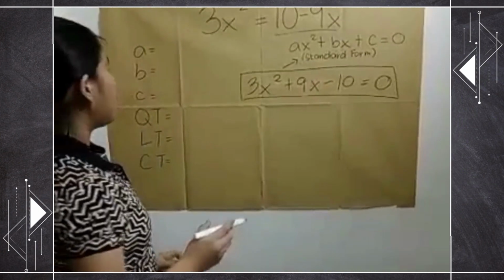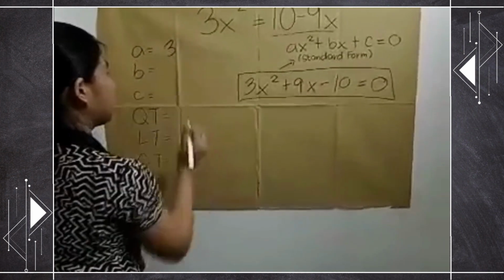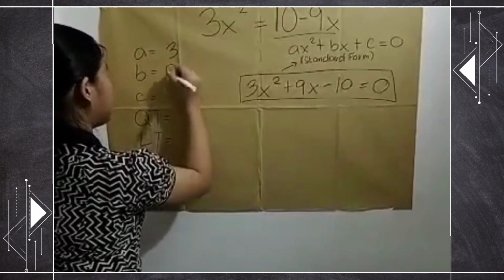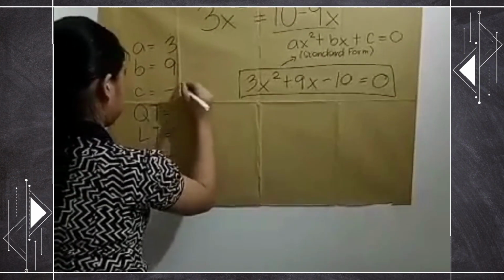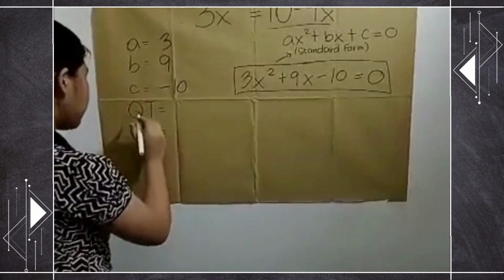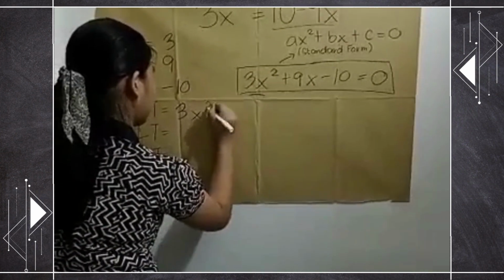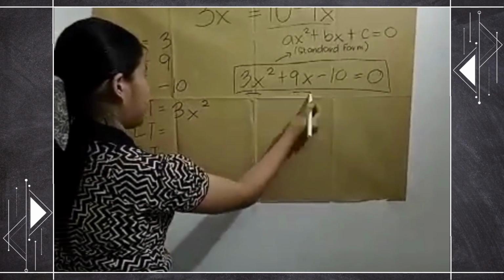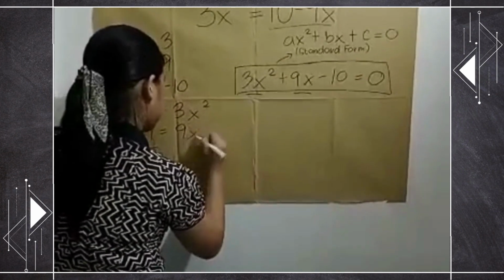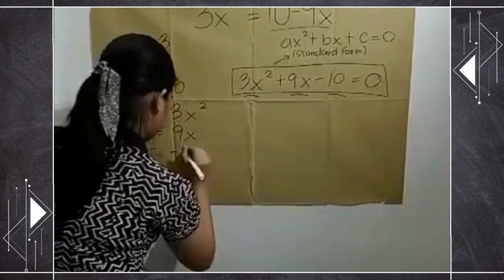So now that we got 3x squared plus 9x minus 10 equals 0, that is our standard form. Now we are going to find its values and terms. The value of a is equal to 3, the value of b is equal to 9, and the value of c is equal to negative 10. And for the terms, the quadratic term, which is the a, is 3x squared. The linear term, which is the b, is 9x, and the constant term, which is the c, is negative 10.